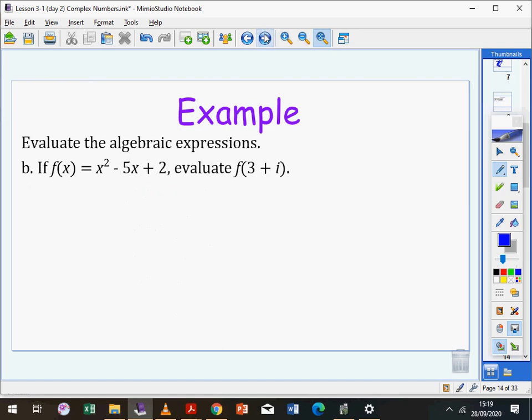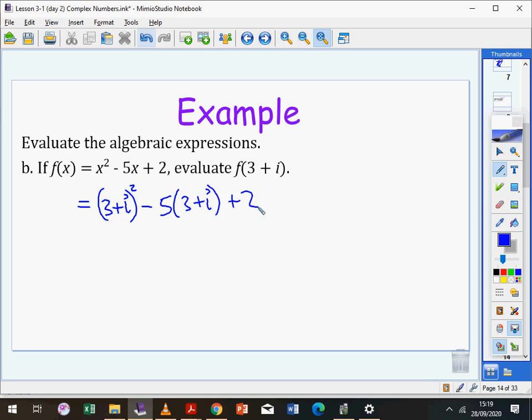Another example is here. I need to substitute 3 plus i in place of x. So that will be 3 plus i squared, minus 5 times 3 plus i, plus 2.